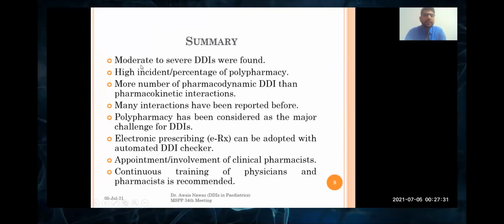If I can summarize, moderate to severe drug-drug interactions were found, and there was a high incidence of polypharmacy. There were more pharmacodynamic drug-drug interactions than pharmacokinetic ones, and many of the interactions have been reported before. That's a dilemma. Polypharmacy has been considered a major challenge for DDIs, and we can suggest that electronic prescribing with an automated DDI checker could lessen the percentages. The involvement of a clinical pharmacist can also lessen such problems, and continuous training of physicians and pharmacists is recommended.